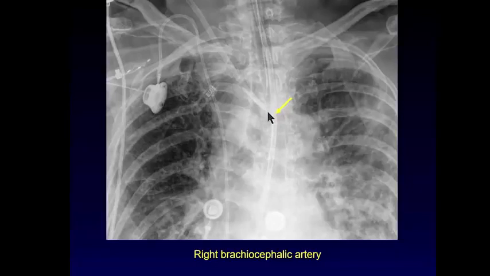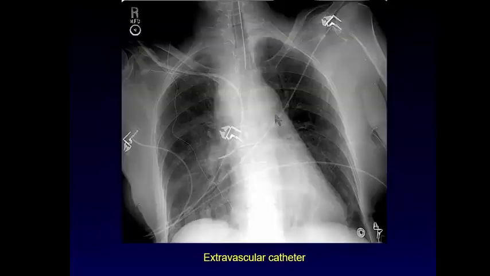This is in the right brachiocephalic artery. So any catheters that are turning away from that right first rib usually catch my attention, and I'm concerned it's not venous. And this patient, unfortunately, also had a right-sided stroke from this catheter.